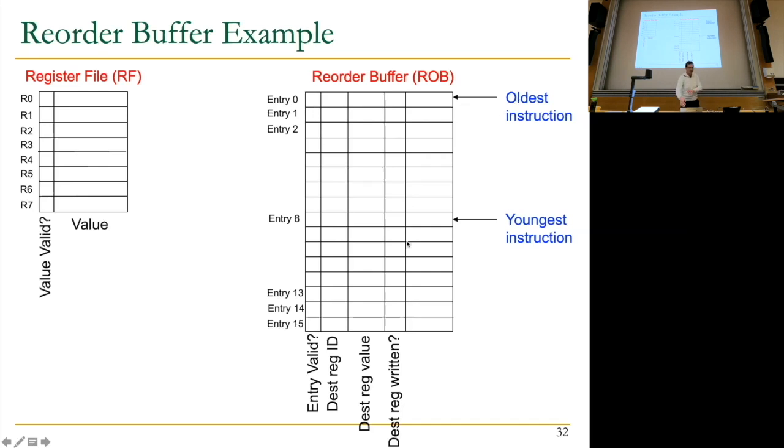These are just pointers. They don't indicate it. Initially, this is empty. So initially, all registers are valid. When you start the machine, all of these should be 1, and they should have some reasonable values that are loaded when you load the program in the register file. And the reorder buffer should be empty because you have not fetched an instruction. You have not decoded an instruction yet.